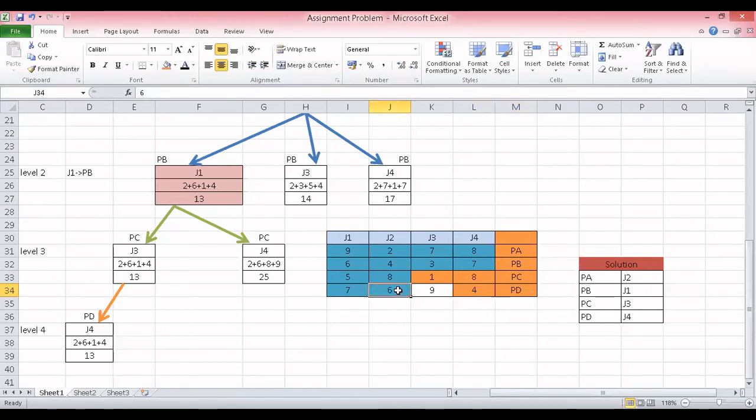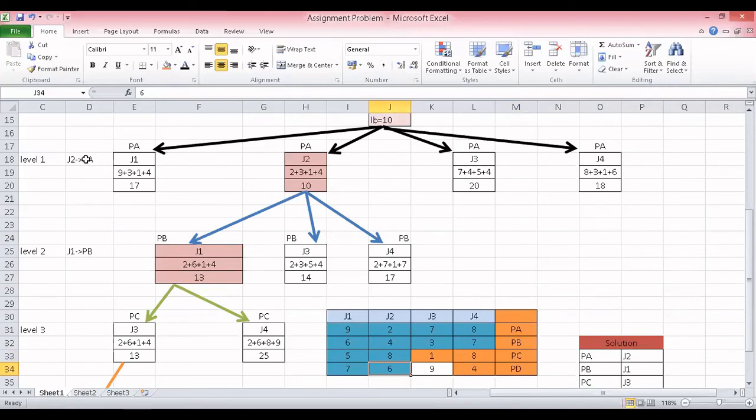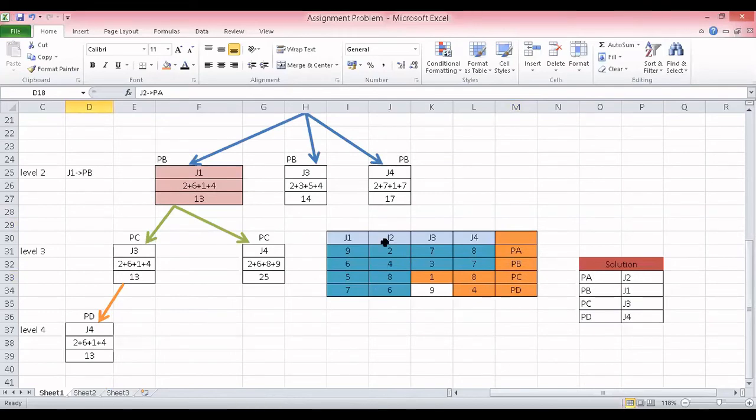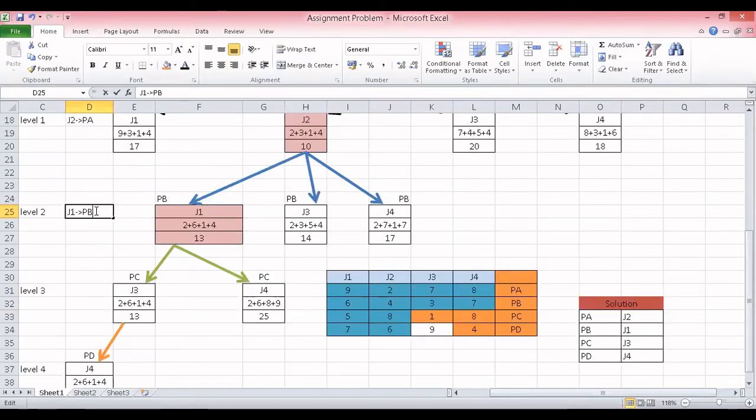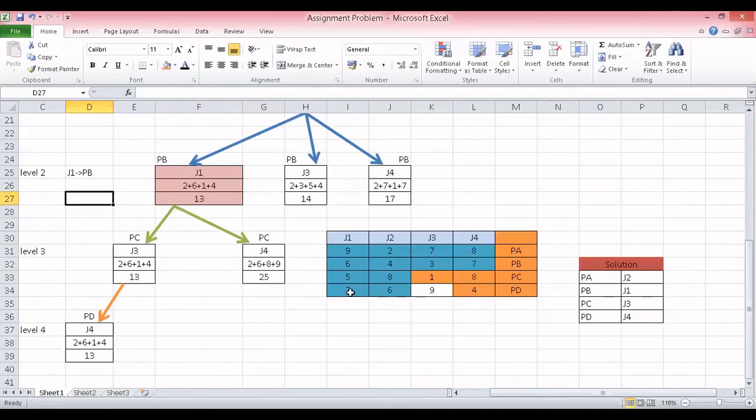No, not 6 also. Why? Because job 2 is assigned to person A. See here, I have written here. Job 2 is assigned to person A. So that job 2 also I cannot assign to person D. Now the next minimum value is 7. You will think I'll take that, but that is also not correct, because job 1 is assigned to person B. See in level 2, observe carefully. Job 1 is assigned to person B. So I cannot take job 1 also.